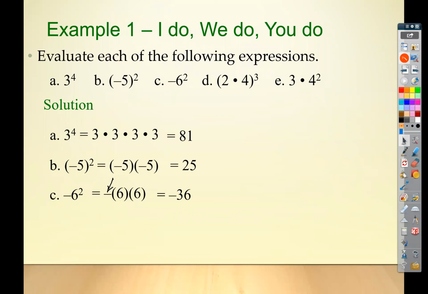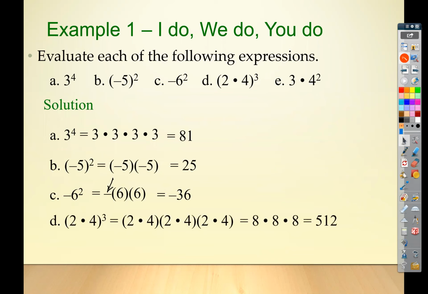Okay, order of operations, we do inside grouping symbols first. So that would be 8 cubed, which is 8 times 8 times 8, so 512. Now you try to do E. And you should have gotten 3 times 4 times 4, which is 48.